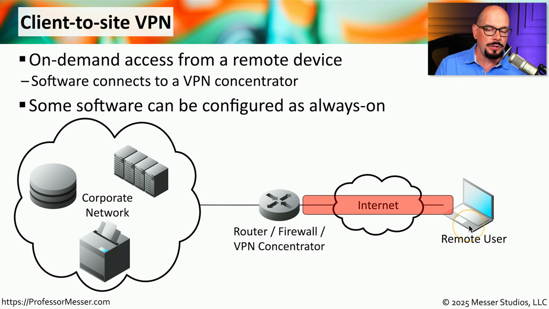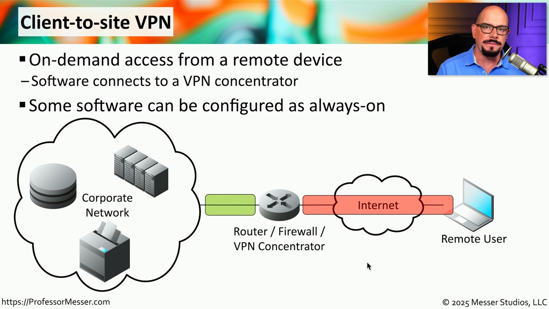This means that all of the communication from the remote user to the concentrator are always encrypted. So we know that all of the data we're sending over the network is completely protected. The concentrator is responsible for taking that encrypted communication, decrypting it, and sending it on its way to the resources that we're accessing inside of our corporate network.